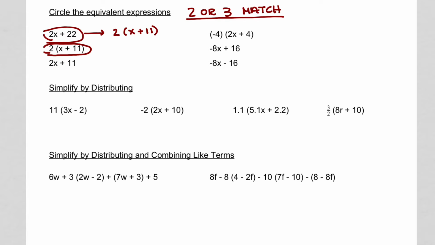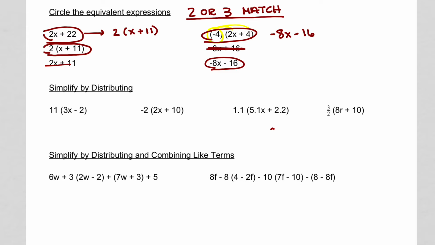Now, the next one, I've got a -4. If I distribute that to both of those, -4 times a positive 2x gives me -8x. -4 times a positive 4 gives me a -16. So I have to see if there's one that looks just like that. There is. So I know that these 2 are a match, and that this one cannot be, because it's got a plus in the middle, and that changes it.